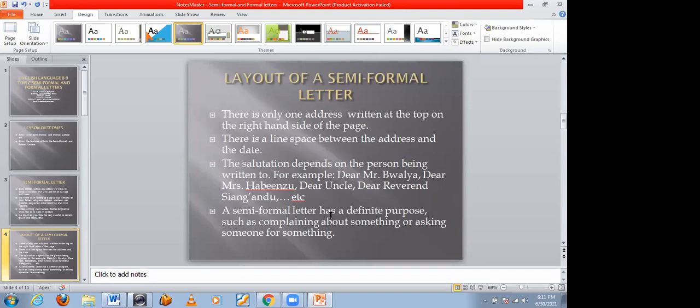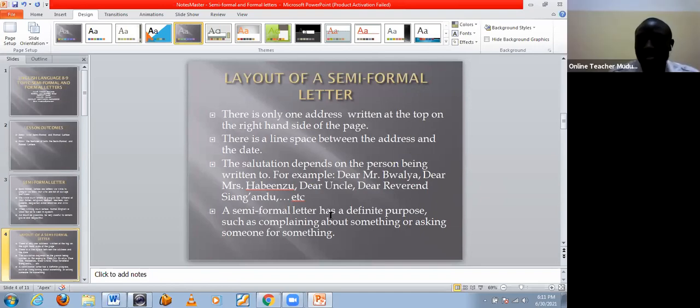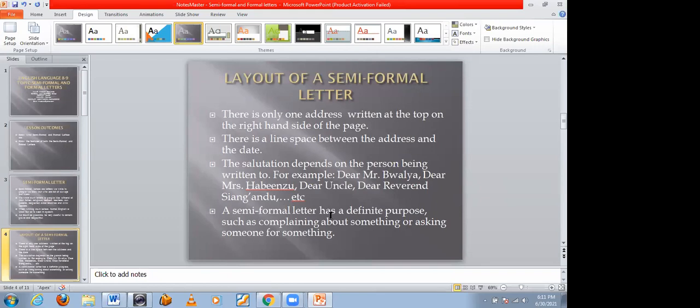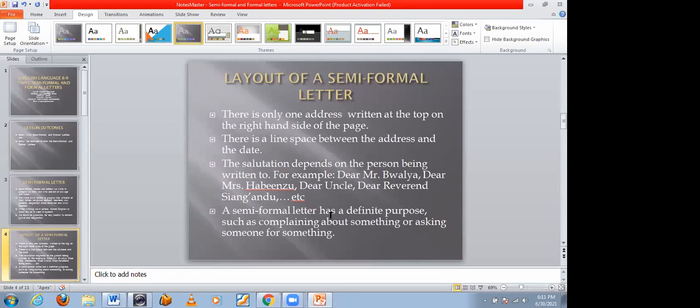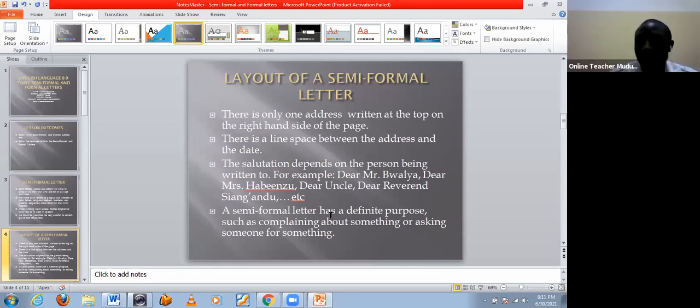So like we saw last week, even in this letter, there's one address. The address is on the top right-hand side of your first page. Remember we said that the address indicates where you are at the time you're writing. Below the address, you leave some space and you put your date there. You write a date the way we write a date normally, like 30th June, comma, 2021, full stop.